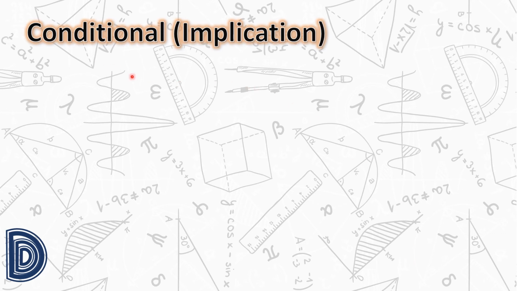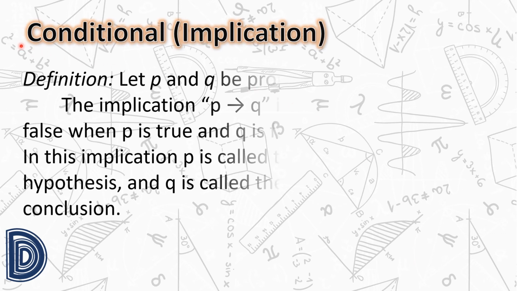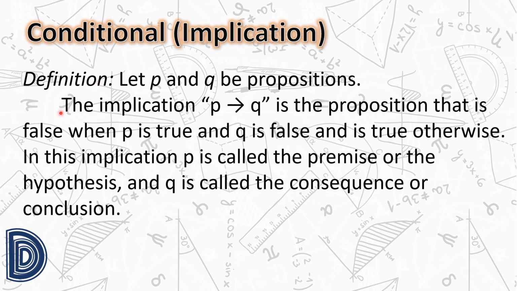Let us proceed to conditional or implication. Let P and Q be propositions. The implication P arrow Q is the proposition that is false when P is true and Q is false, and is true otherwise. In this implication, P is called the premise or the hypothesis, and Q is called the consequence or conclusion. In other references, this is called the conditional statement. P implies Q. Or we say, if P, then Q.